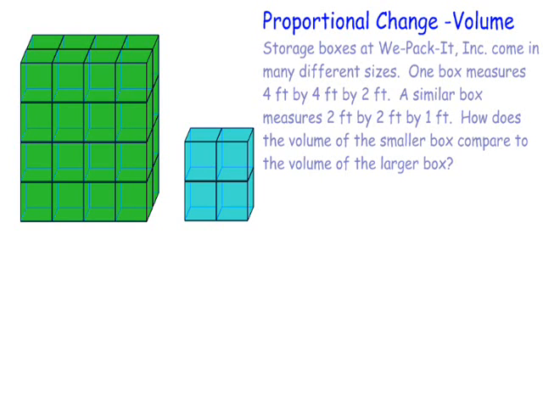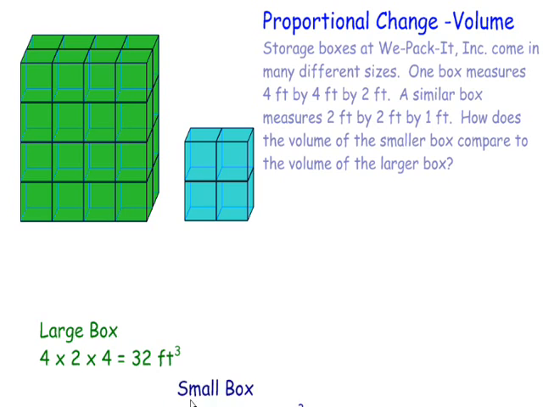Well, first let's look at the larger box. It has a length of 4 feet, a width of 2 feet, and a height of 4 feet. Since it's a rectangular prism, we can multiply length times width times height to find its volume, or we could count all the cubes if we wanted to. 4 times 2 is 8, times 4 is 32. So there are 32 cubic feet represented in the green box.